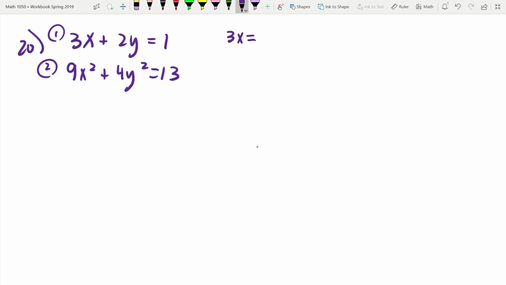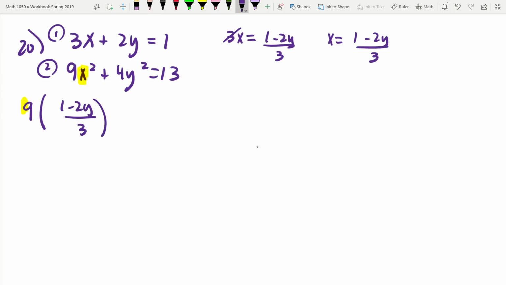So if I solve it for x, 3x equals 1 minus 2y. To solve for x, divide by 3. So now I know that x is (1 minus 2y) over 3. Now I'm going to go into equation 2 and I'm going to put that there. So it's 9 times (1 minus 2y over 3), whole thing squared, plus 4y squared equals 13.